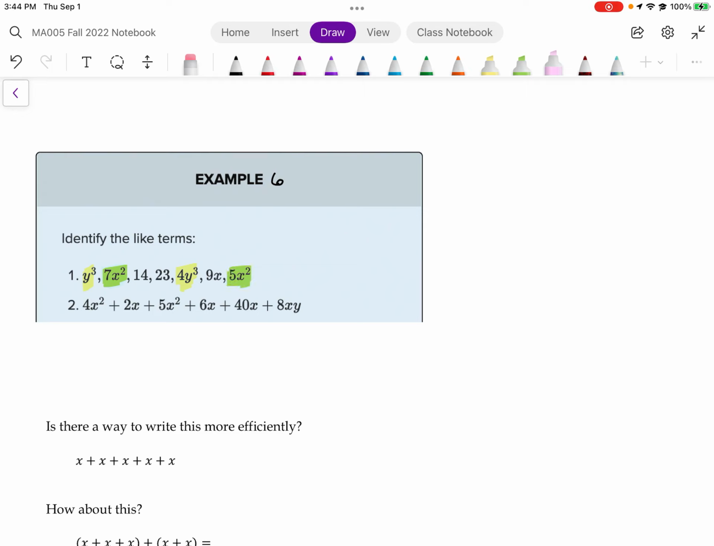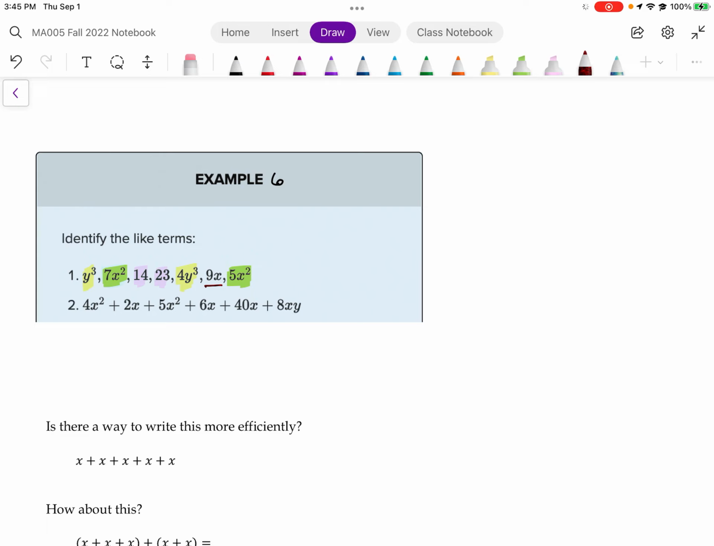Let's try pink. And then we've got 14, that's a constant. So I'm looking for any other constants, that's also a constant. 9x is just going to be off by itself, okay? It doesn't have anything with it. So there's no other x terms there. There's an x squared, 2x squareds, but those are not like terms because this is an x.